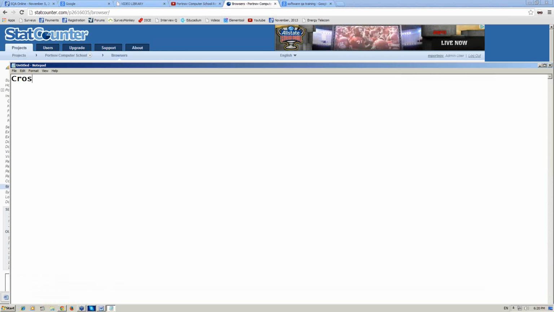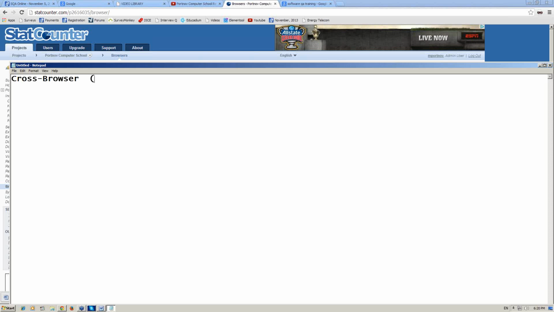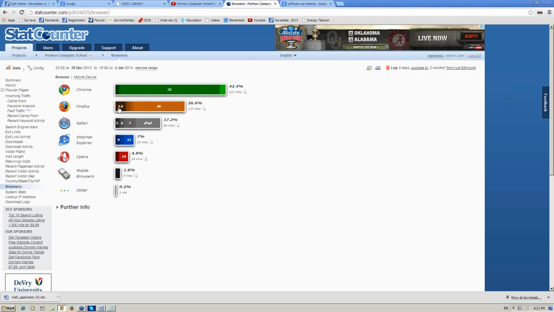One is called cross-browser, sometimes called browser compatibility testing. Same way it might be called cross-platform or platform compatibility testing. Yeah? So what does it show us?